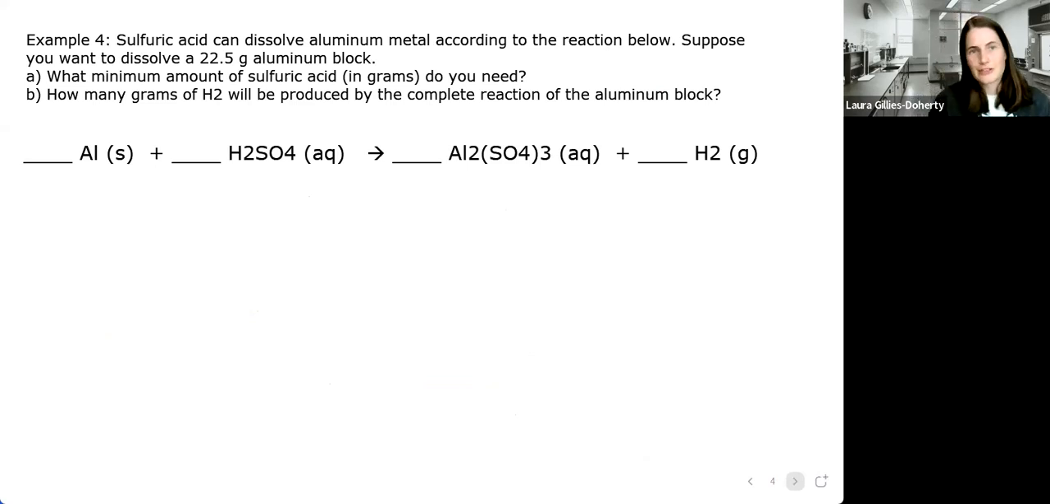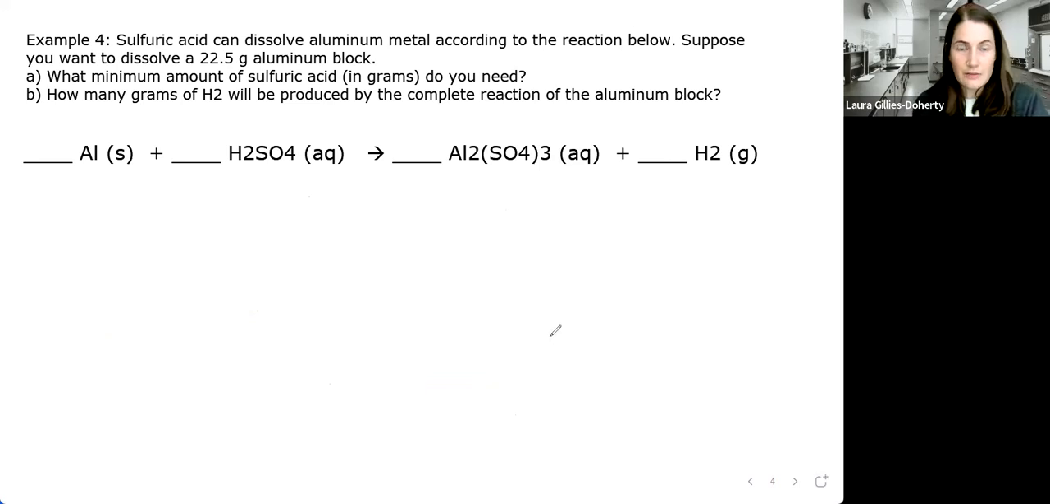Okay, we've got two more examples to do, examples 4 and 5. So sulfuric acid can dissolve aluminum metal according to the reaction below. Suppose you want to dissolve a 22.5 gram block of aluminum. What's the minimum amount of sulfuric acid in grams that you need? And then how many grams of hydrogen gas will be produced by the complete reaction of the aluminum block?